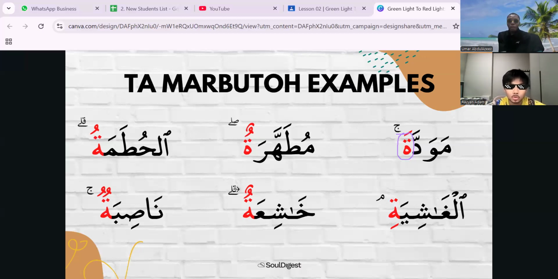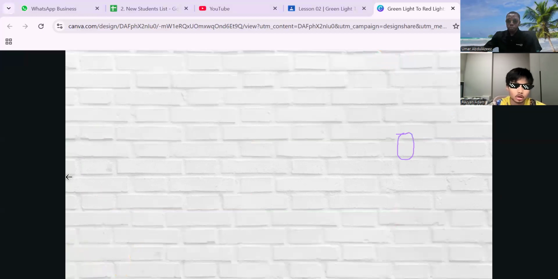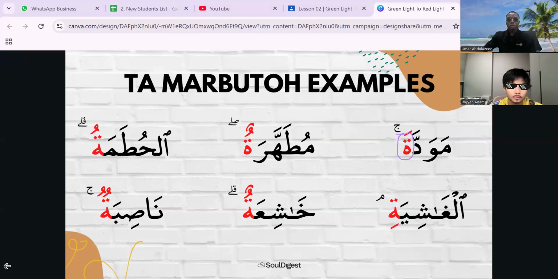So we are talking about Ta Marbuta. Example of Ta Marbuta. How are you going to pronounce Ta Marbuta at the end? We are going to pronounce it as 'ha'. For example, haro. Mutoharo. Correct. Next one, this one. Al-Hutama. Yes. Al-Hutama.